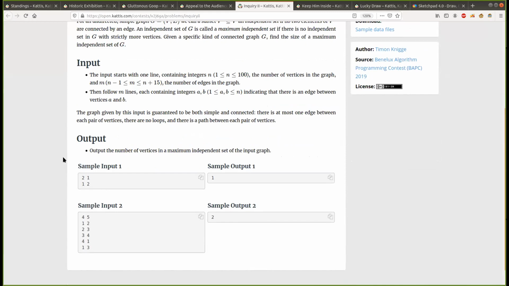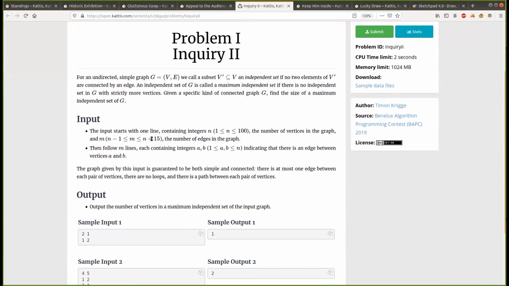This is actually a well-known NP-complete problem, but what makes it different is that the number of edges is at most the number of vertices plus 15, and we know that it's connected. In general, if there were a lot more edges, you would need some kind of exponential solution. Oh, it's also worth noting that n is not that big either. It's at most 100.